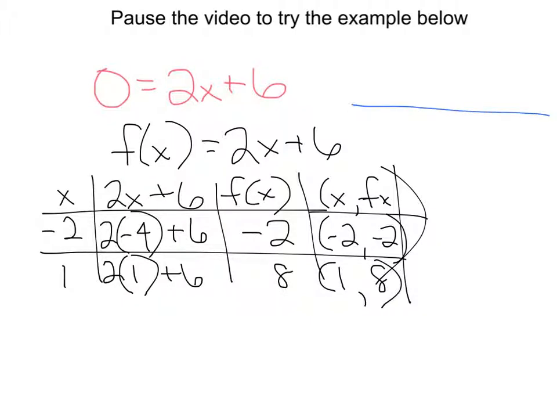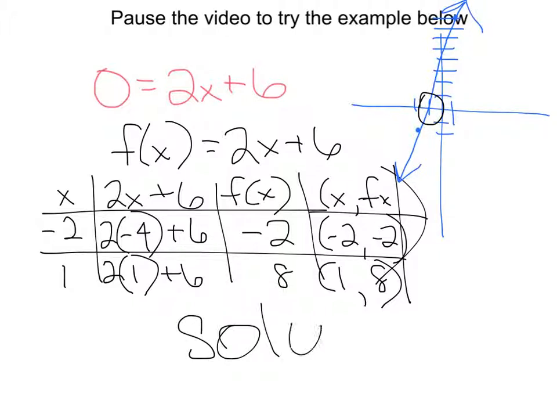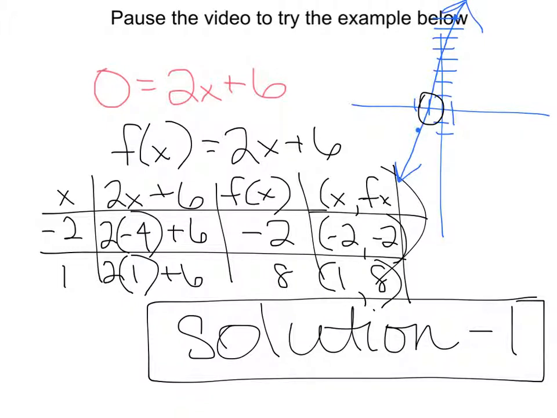And I'll sketch my graph up here in the corner. So if we have -2, 2, and then we have 1 and 8, and if we connect our line, we would be able to say that the solution for this equation would be -3, because that's where the line crosses the x-axis.